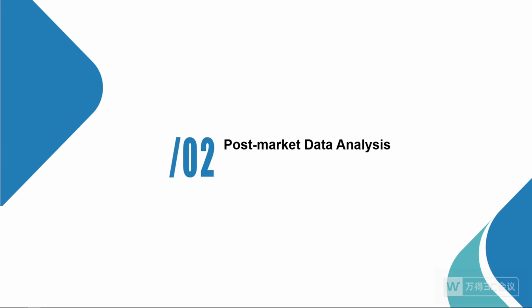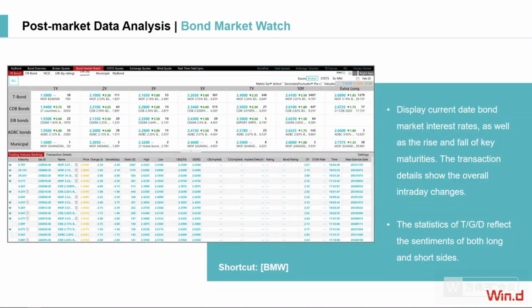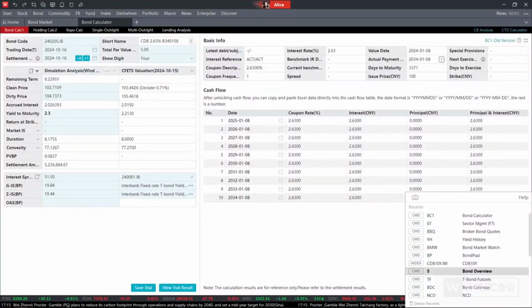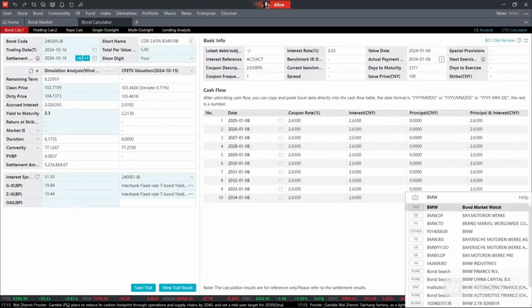Okay, so after getting the latest bond quotes, right, monitoring the trading result can also help you judge the sentiment of the bond long and short side. So in the terminal, we also provide a separate part for reviewing, which is called bond market watching. So how can we use this function to take a look at the final trading result? Again, we can go back to our terminal, and enter the shortcut, BMW, to enter the bond market watch.